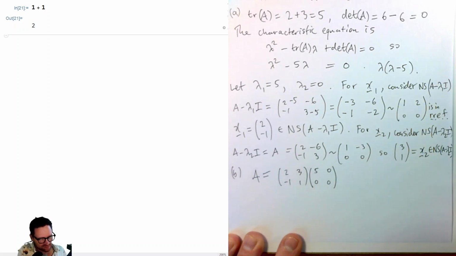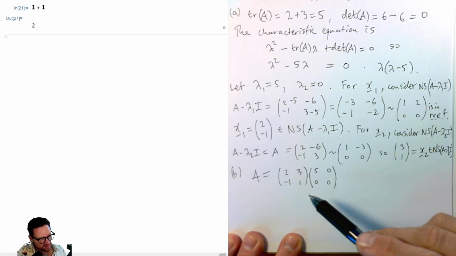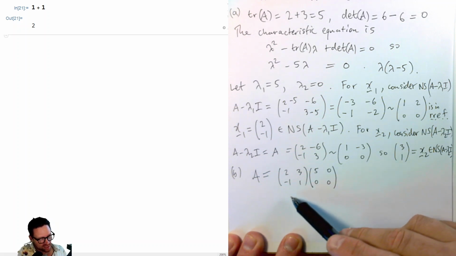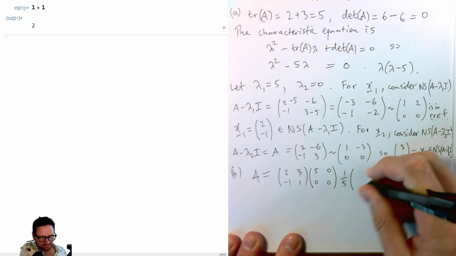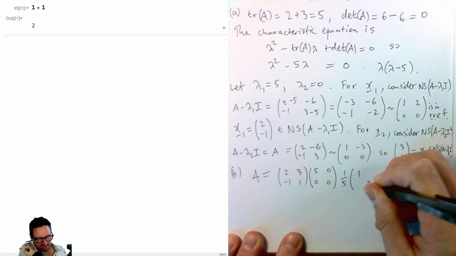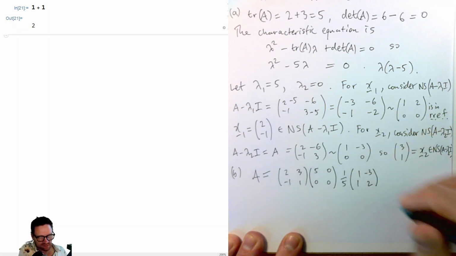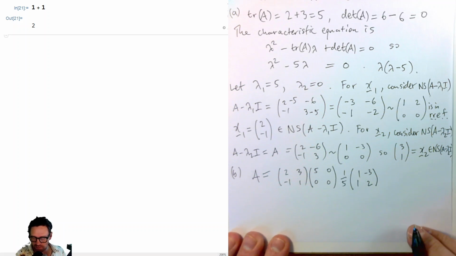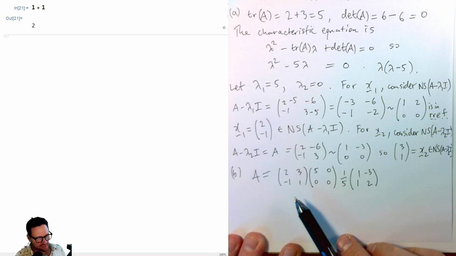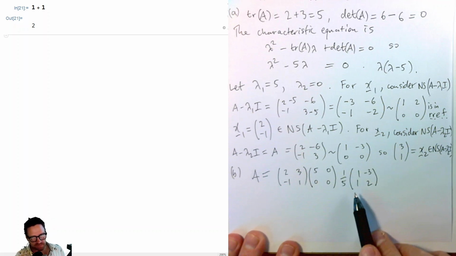And then P inverse. Now what is the determinant of P? We have 2 plus 3 is 5, so 1/5. Swap the diagonal elements, put minus signs on the others. So this is P inverse. Okay, so here is our diagonal decomposition of A, and you can multiply this out and check that it gives you A.